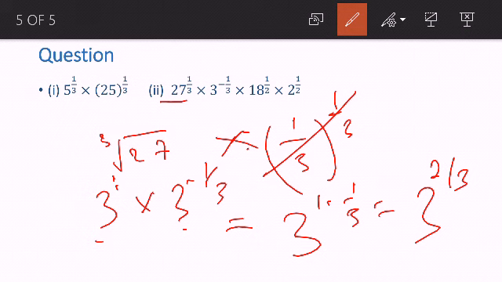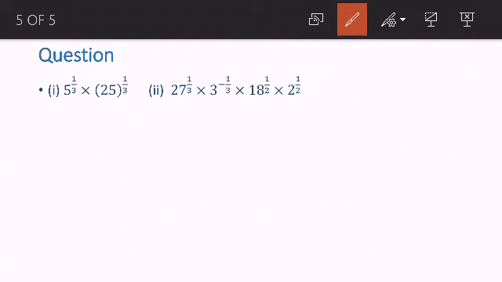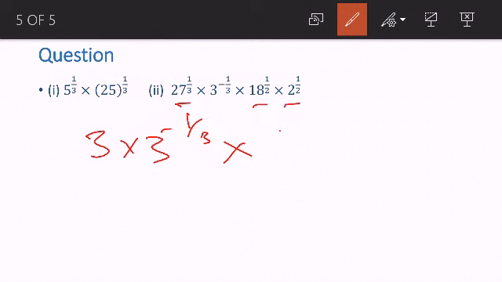Now that's a mistake. We were supposed to multiply the whole of this. Okay, so let's do that again. We have 27 raised to the power 1 over 3, which means the cube root of 27, that's 3. Then multiply by 3 raised to the power minus 1 over 3. Then multiply by square root of 18, which is not a whole number. Square root of 2 is also not a whole number, but it can be written as 18 times 2, all raised to the power 1 over 2.